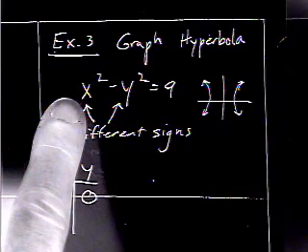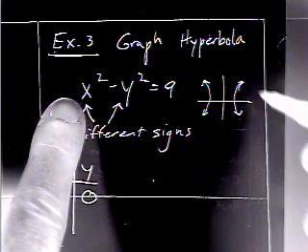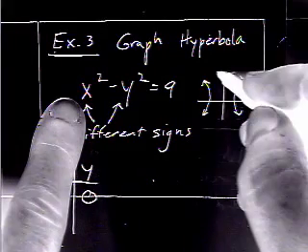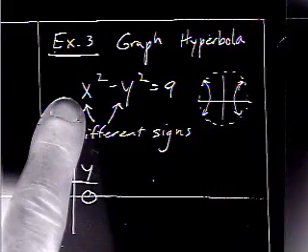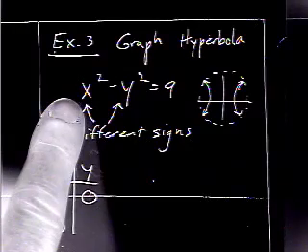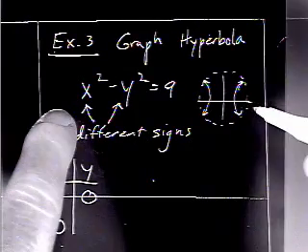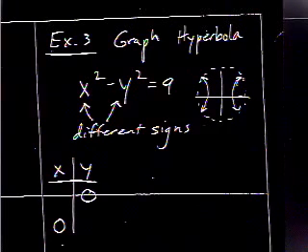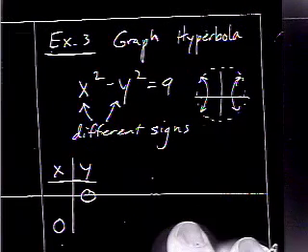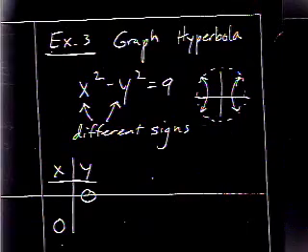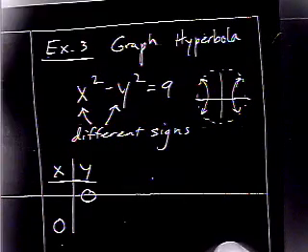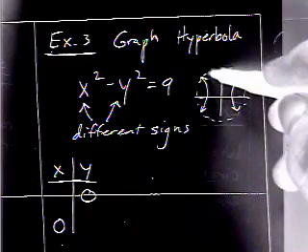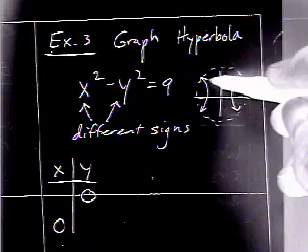The two branches, I know, kind of looks like a basketball, you know. I understand. But you're going to have two branches that open up left and right. So you got to keep that sketch in your mind as we do this. Because there's no points inside here. Nothing inside here at all.